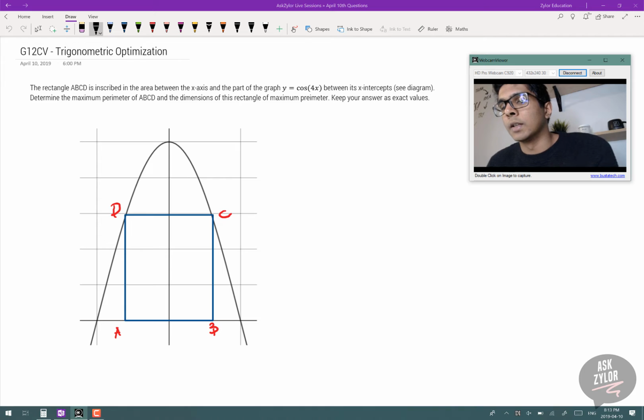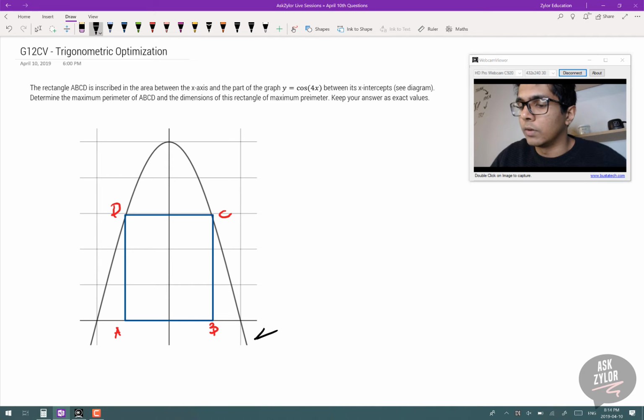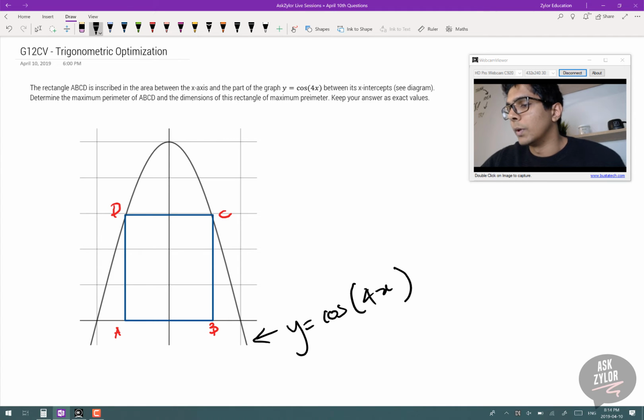So this question is a trigonometric optimization question, so this is a grade 12 calculus vectors question. So you get to this stage after going through derivatives and then going through trig derivatives as well. So this question is asking the rectangle ABCD is inscribed in the area between the x-axis and the part of the graph y equals cos 4x. So this is my function y equals cos 4x between the x-intercepts.